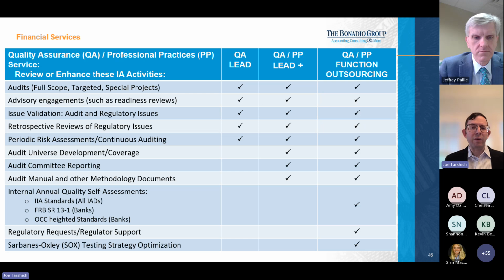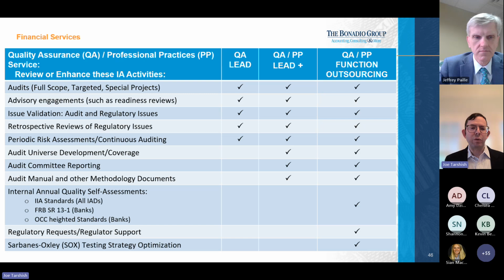So certainly all these solutions address review of audits, whether they're full scope audits, targeted audits, special projects, advisory engagements that management may ask you to do, increasingly so, like an implementation, go live, readiness review, something along those lines. Your issue validation is bread and butter of what we do as auditors, and your QA and professional practices folks and functions will address the quality and methodology that issues are validated under.